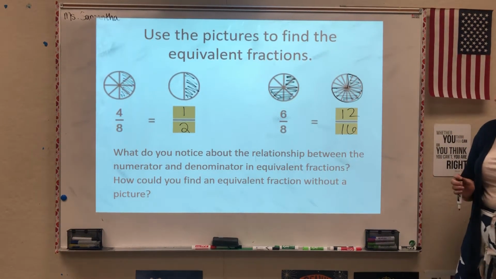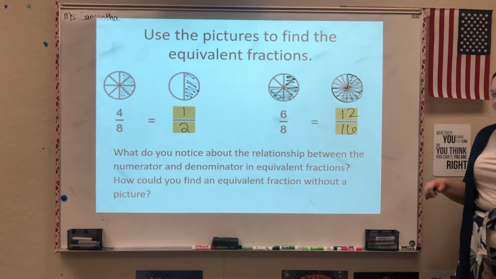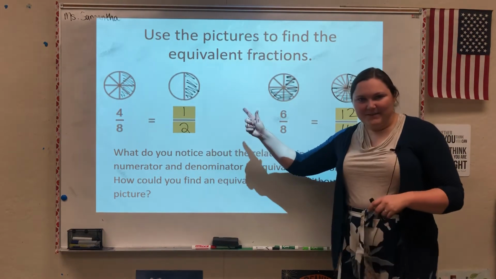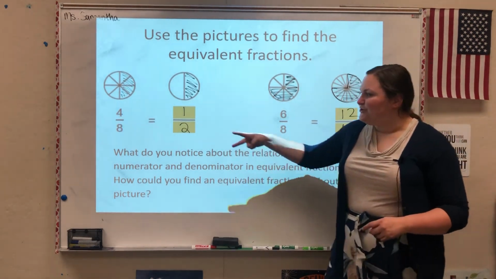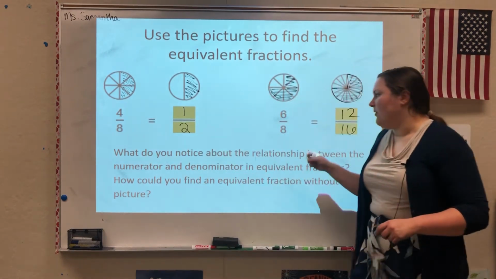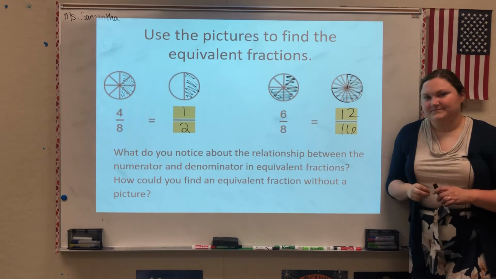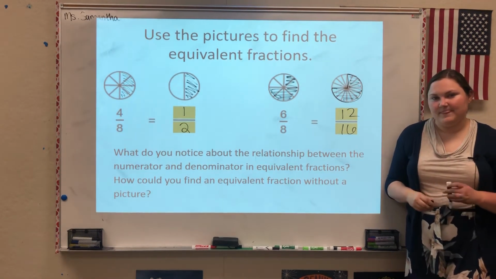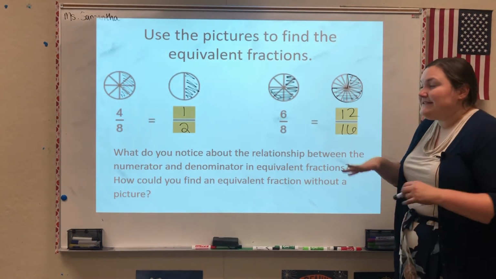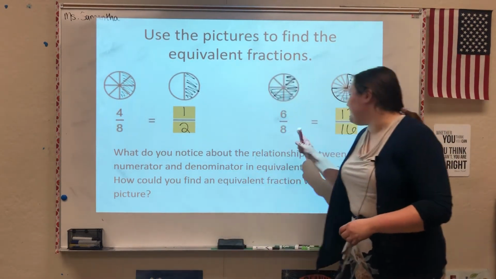Now down here, it's the same question I asked a moment ago. What do you notice about the relationship between the numerator and denominator in equivalent fractions? Remember, numerator is the top number, denominator is the bottom number. Do you notice a relationship between these numbers and these numbers? Or these numbers and these numbers? Usually at this point, someone in class notices a pattern.